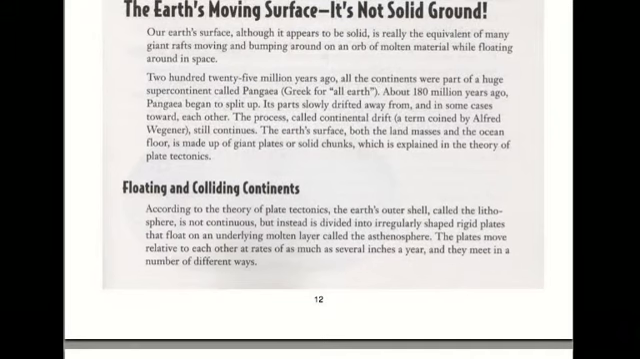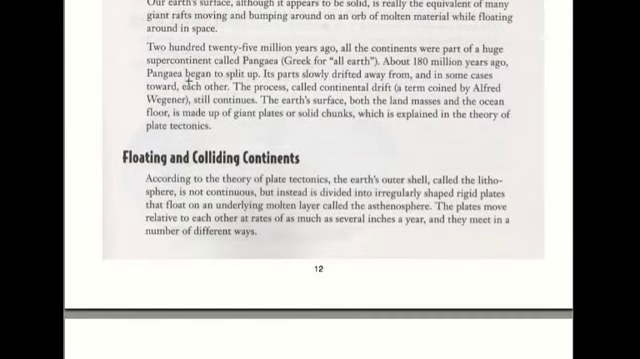The Earth's moving surface. It's not solid ground. Our Earth's surface, although it appears to be solid, is really the equivalent of many giant rafts moving, bumping around on an orb of molten material while floating around in space.